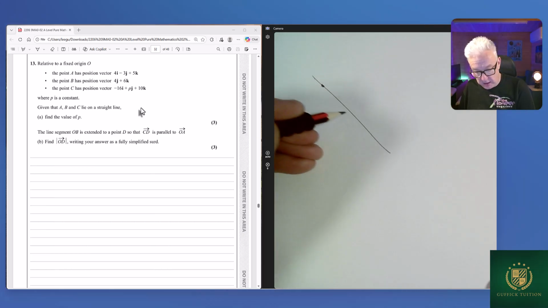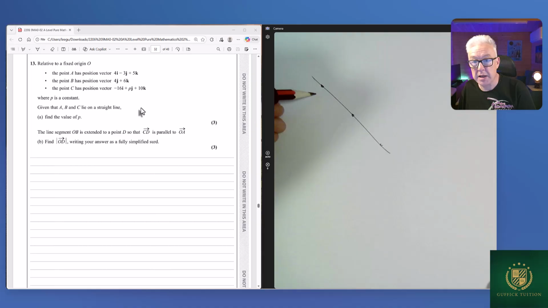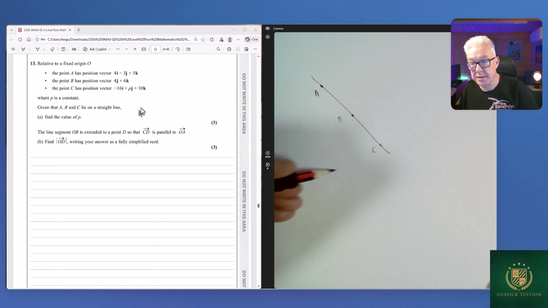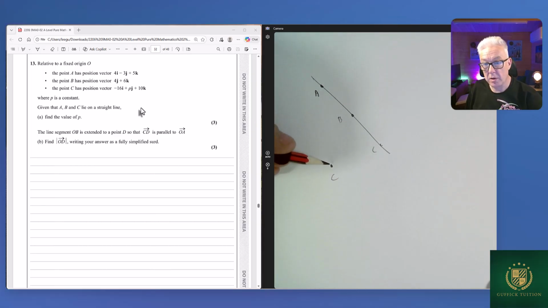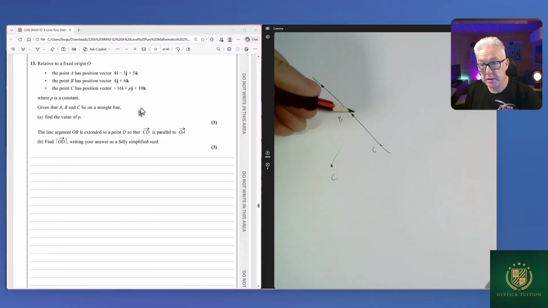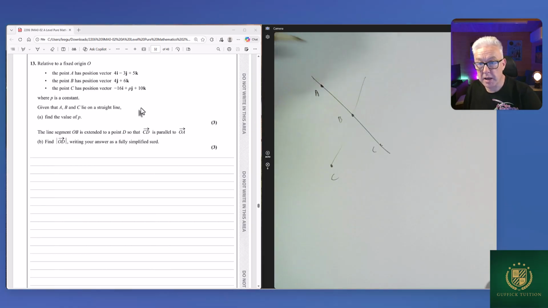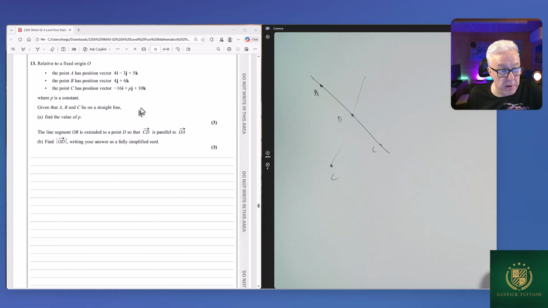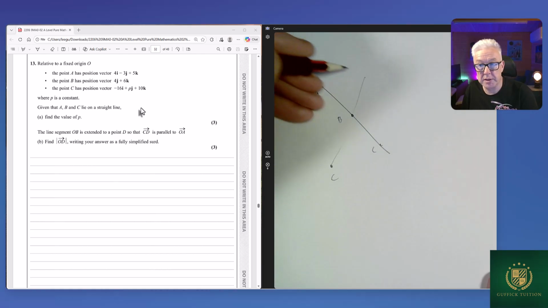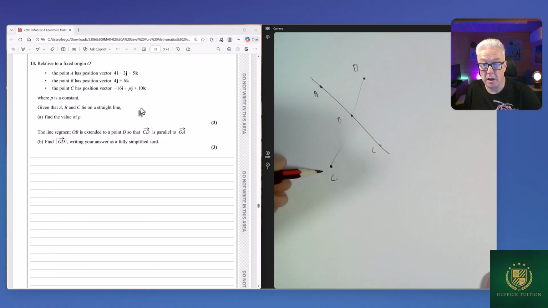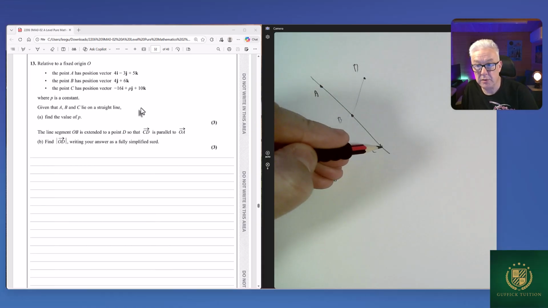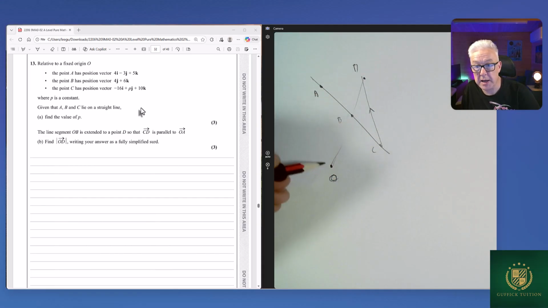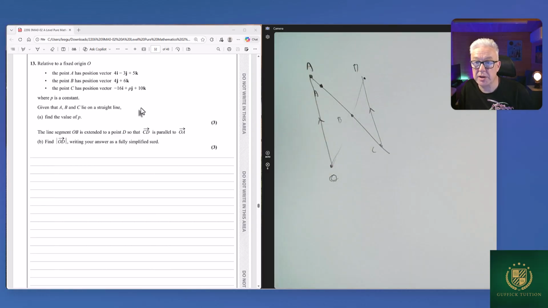So we've got here our A, our B, and our C, relative to some fixed point O. Now, what they're saying is that OB is extended in such a way to a point D here. So this is our origin there. OB has been extended in such a way that C to D, in other words this line here, is parallel to O to A. So that's kind of what they're saying there, if we imagine that's A there.